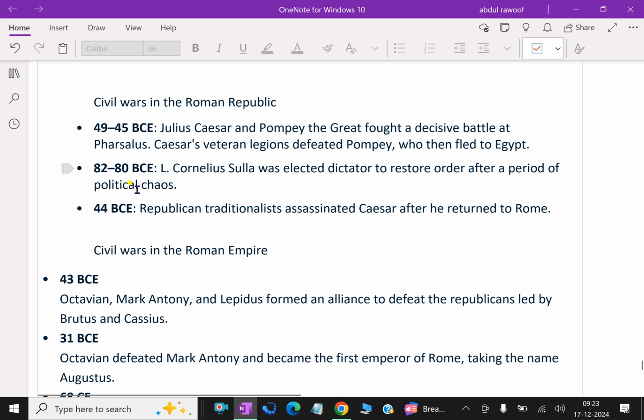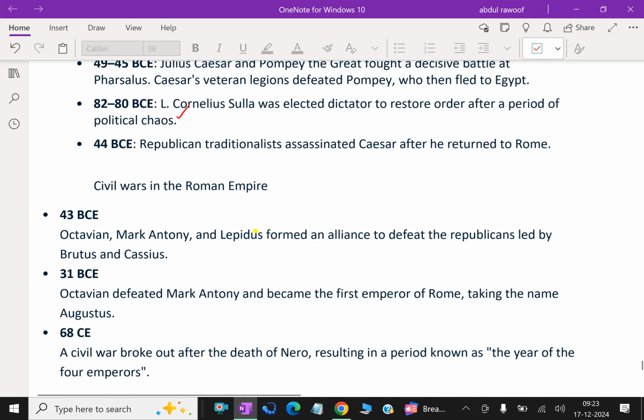In 82 to 80 BCE, L. Cornelius Sulla was elected dictator to restore order after a period of political chaos. In 44 BCE, Republican traditionalists assassinated Caesar after he returned to Rome.